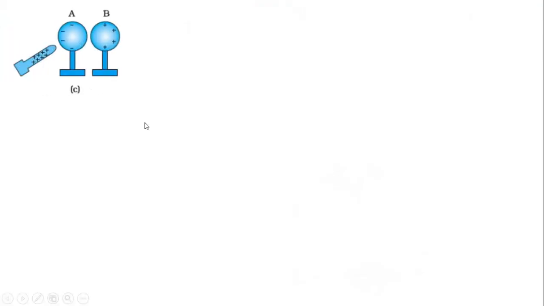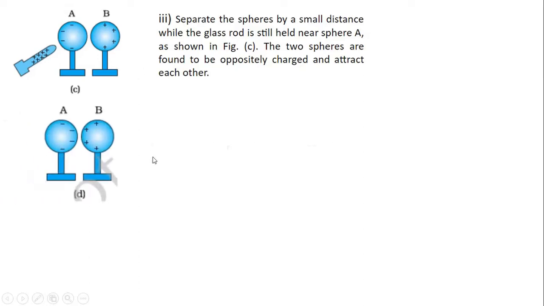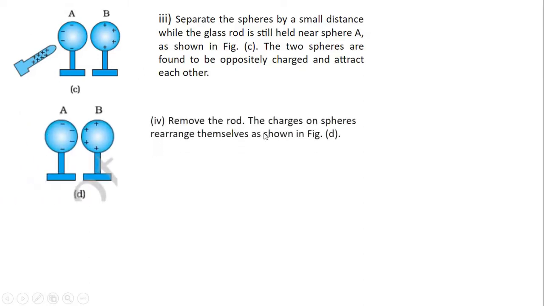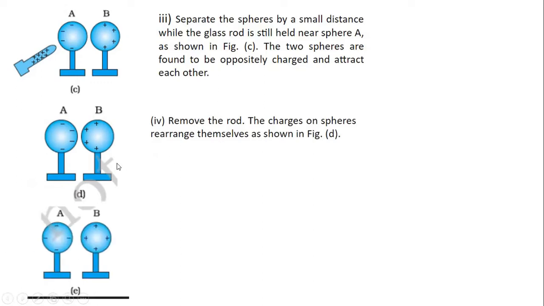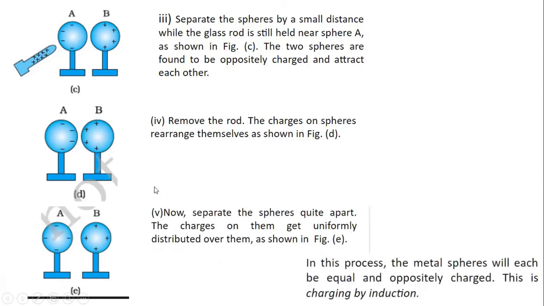Next, if the two spheres are separated out, we will notice that sphere A still has a negative charge and sphere B still has a positive charge. Now, if we remove this charged plastic rod, the charges on the spheres rearrange themselves, and on further separation the charges get uniformly distributed over them. So in this process, we have noticed that the metal spheres will each be equal and oppositely charged. Keep this in mind. This will be your key statement.